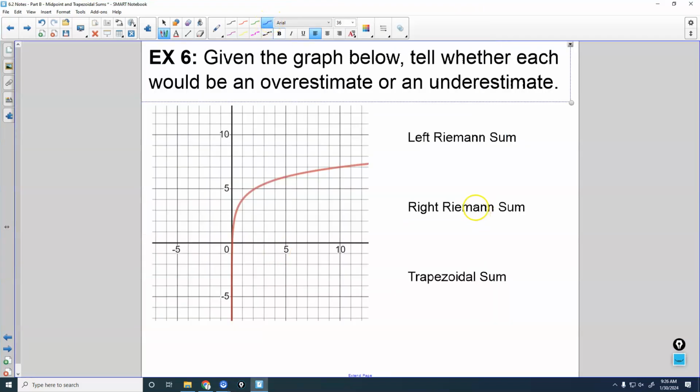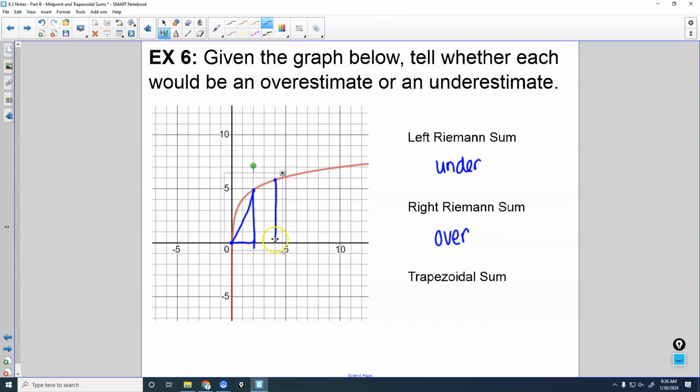What do you guys think for a left Riemann sum? Is it going to be under or over? Under. Right Riemann sum then will be over. What about the trapezoid? Under. Okay, it is going to be under. For this, I like to make myself bigger trapezoids to kind of think. Like this one right here actually would be a triangle. Right, and then this right here. It's a little hard to see, but you know, that'd be a little bit under right there. So it would be under for this one.